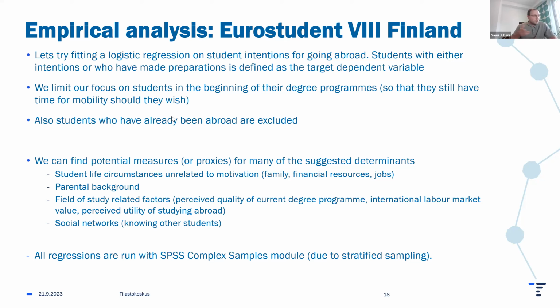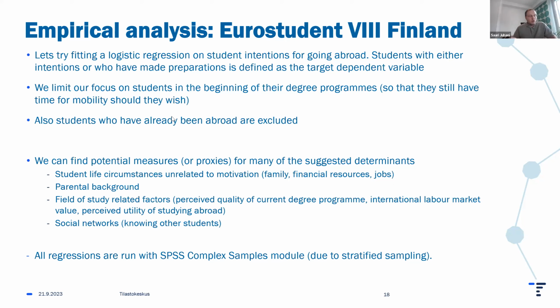It's actually somewhat tricky to perceive that. Yeah, it measures the extent to which a student assumes a certain factor is an obstacle to mobility rather than a positive pull factor to international mobility. And then for social networks, we use the measure for knowing other students in my field of study as a proxy. And all of the regressions that I've run are taking into account the complex sampling structure of the EUROSTUDENT dataset.